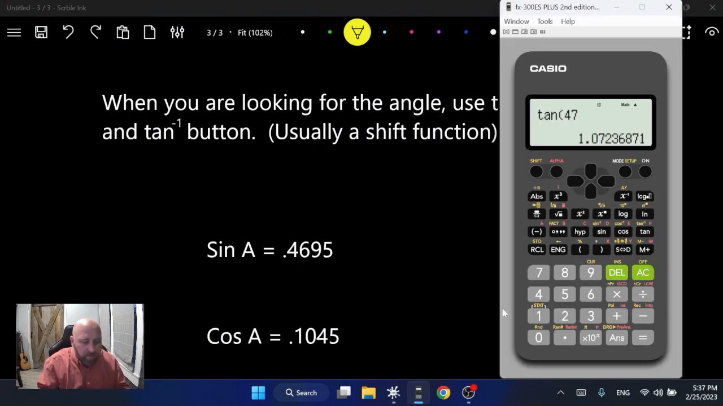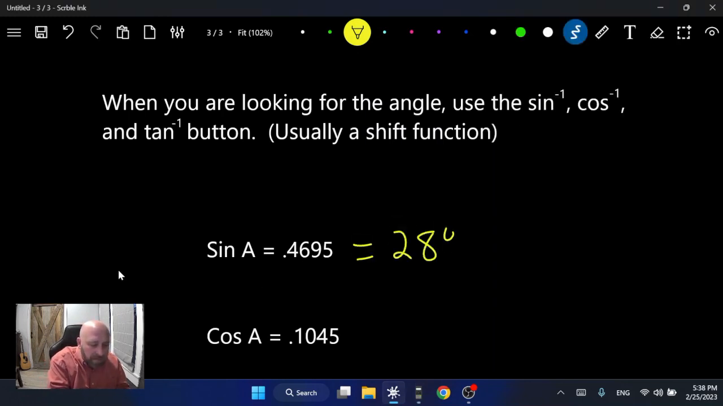All right, so let's go back to the calculator and let's look here. I know it's a little bit hard to see maybe, but the sine button, in yellow, says sine -1. On cosine, it says cosine -1, and on tangent, it says tangent -1. So we have to hit the shift button, and then we hit the sine button, and notice it says sine -1. That's what we're looking for. And now we're going to put in 0.4695 and hit equal, and we're going to get 28. So that equals 28 degrees.